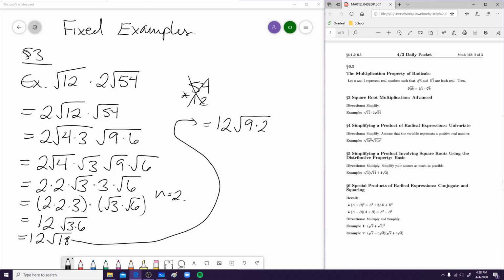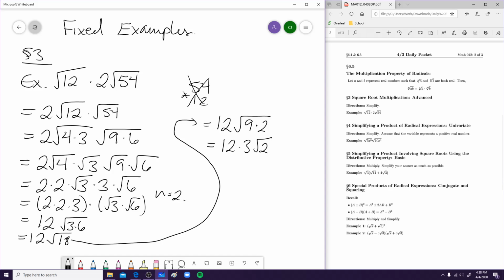All right. So now, using the multiplication property again, this becomes the square root of 9 times the square root of 2. And we know the square root of 9 is 3, so I'm just going to write 12 times 3 square root of 2. Right? For this, I use this property, but I just skip that step.